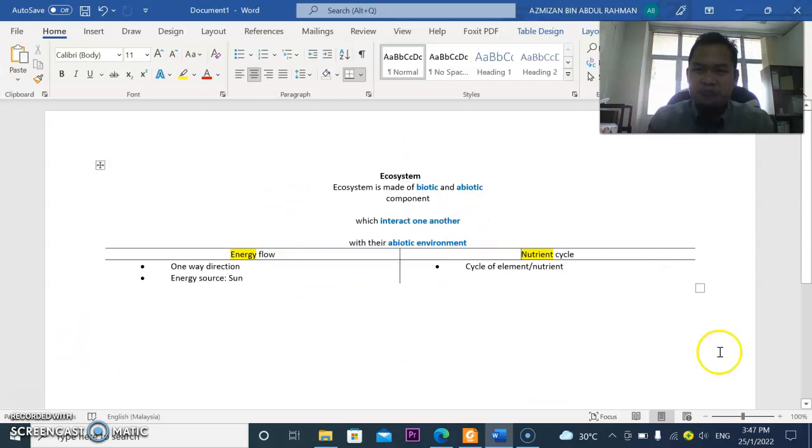Jadi yang ini ni kamu buat dalam A4 paper dan snap kemudian hantar dalam Telegram ya.